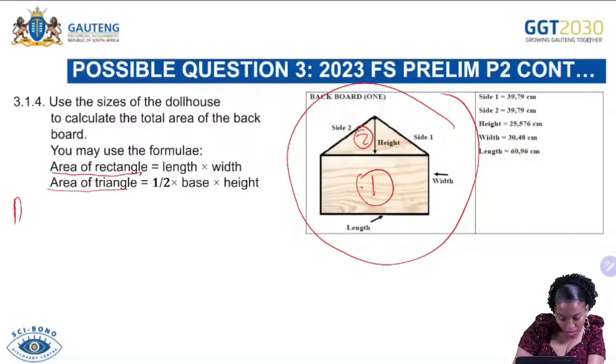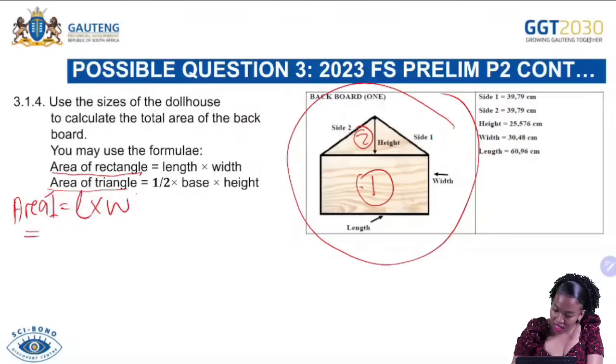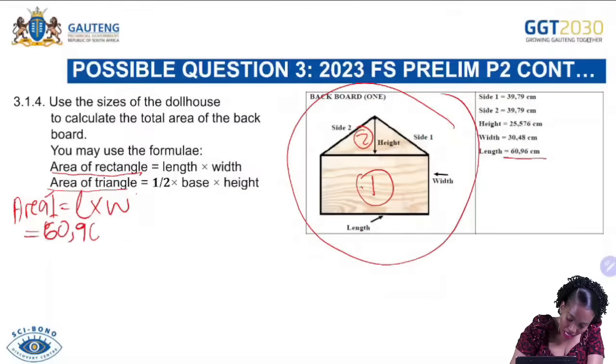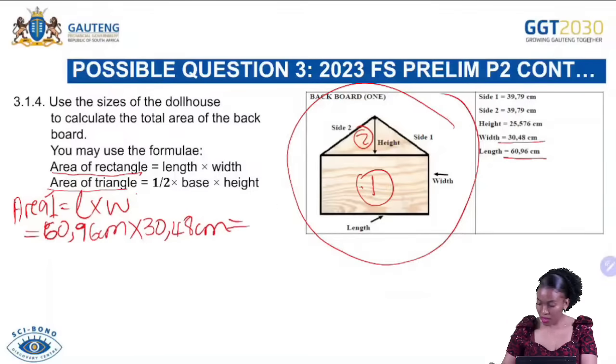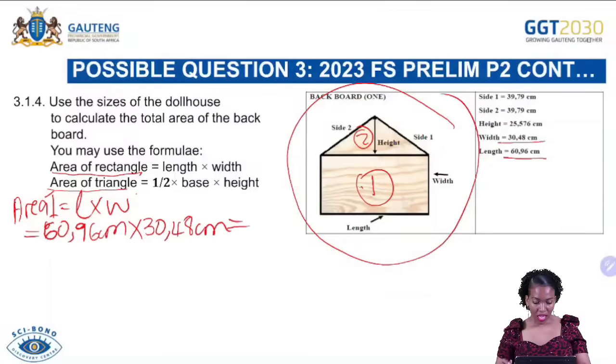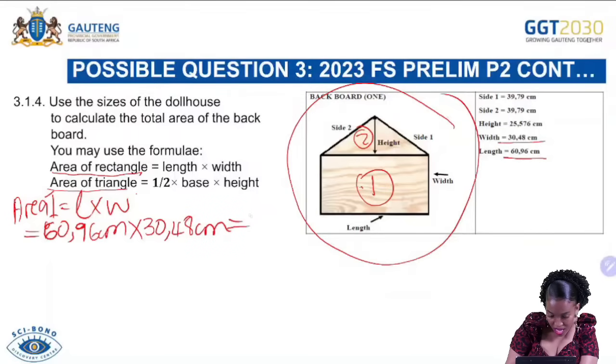So when you want area 1, which is a rectangle, area 1 will be length multiplied by width. What is the length? The length is 60.96 centimeters multiplied by the width. What is the width? It is 30.48. And then we take out your calculator to say, okay, 60.96 multiplied by 30.48, it is equal to 1858.